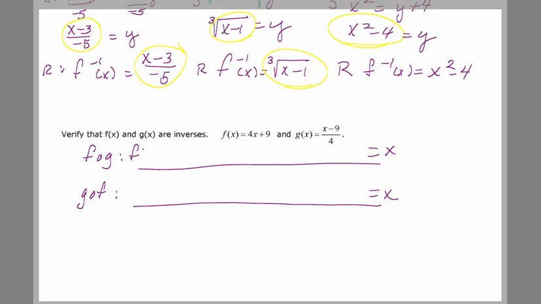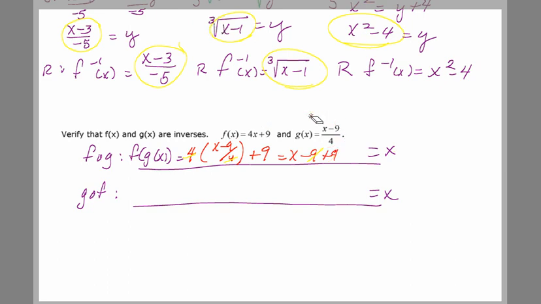So remember f circle g is f of g of x. We said that the g function gets placed inside the f function. So instead of 4x plus 9, it'll be 4 times (x minus 9 over 4), plus 9. And let's see if anything's going to cancel here. To start off, the two 4's cancel, so I'm left with x minus 9 plus 9, and then the two 9's cancel. So yeah, gives me x.